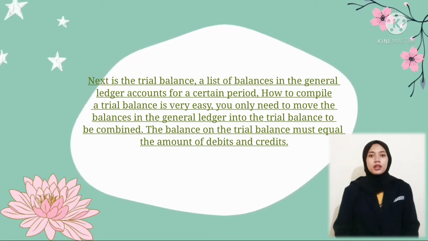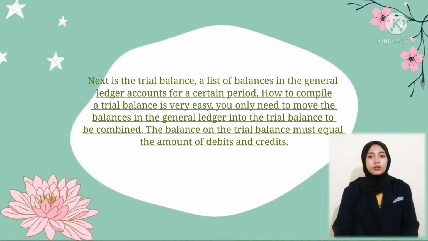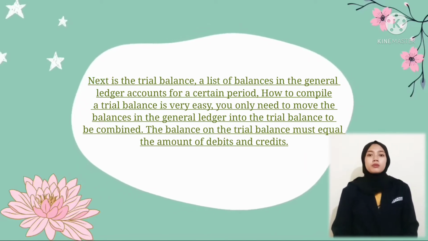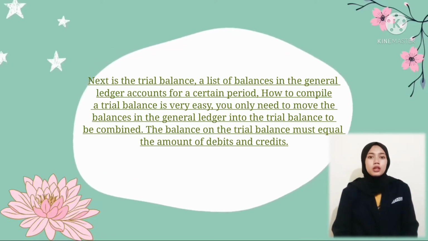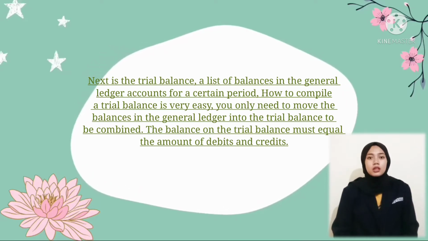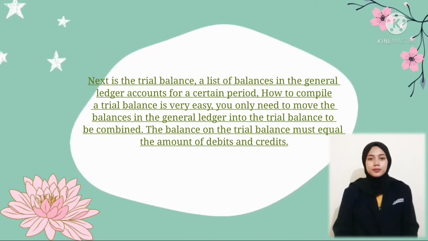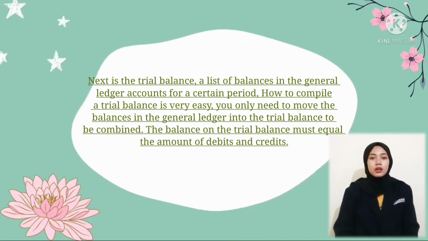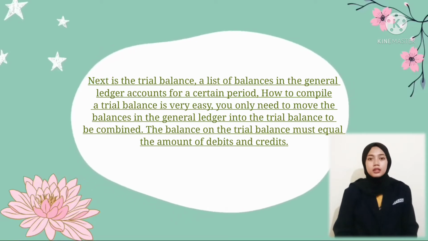Next is the trial balance, a list of balances in the general ledger accounts for a certain period. How to compile a trial balance is very easy. You only need to move the balances in the general ledger into the trial balance to be combined. The balance on the trial balance must equal the amount of debit and credit.